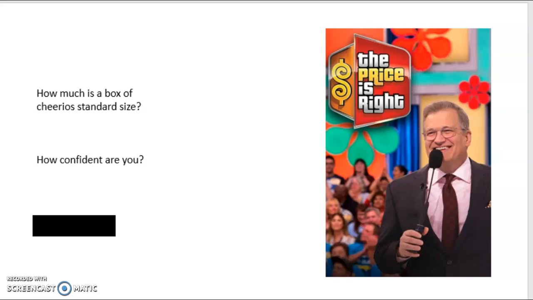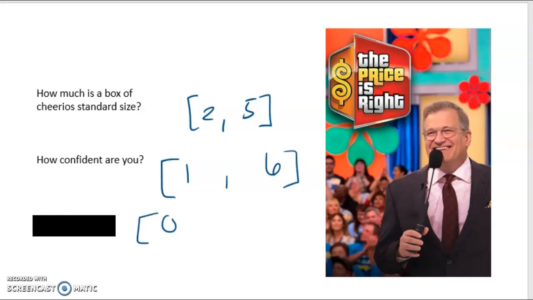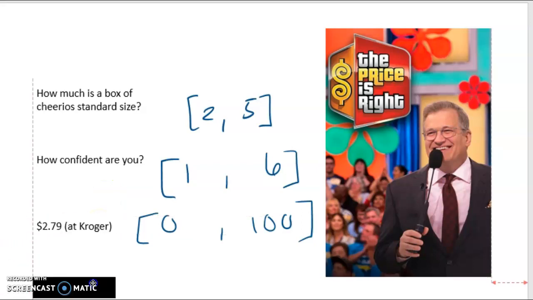Okay. Would you be more confident if I said the cost of the box of Cheerios was somewhere between $2 and $5? How much more confident would you be if I said that the price was somewhere between $1 and $6? What about if I even said it was between $0 and $100? You would probably be 100% confident that it's in this margin. Maybe your percent confidence would go down as we started to get closer and closer to the actual value. So in case you're wondering, the true cost of a standard box of Cheerios at Kroger is $2.79.